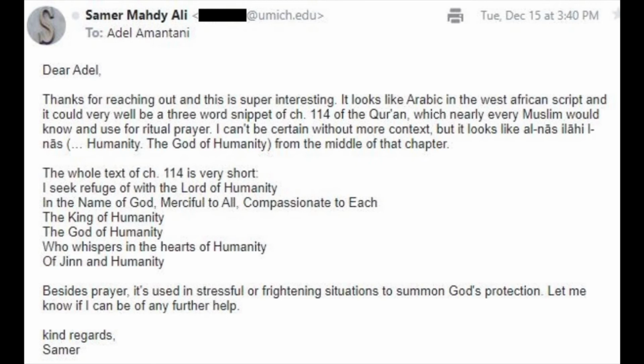End quote. So while this professor, Samar Ali, said he is not certain, he does say that it looks like it could be a West African rendering of a few words from the last chapter of the Quran, precisely the chapter I had appealed to when I proposed an Arabic reading for this pew. Also worthy of note, his point that this text was memorized and recited in particular by those in stressful or frightening situations could lend itself well to the idea of this being a text which certain slaves had memorized.